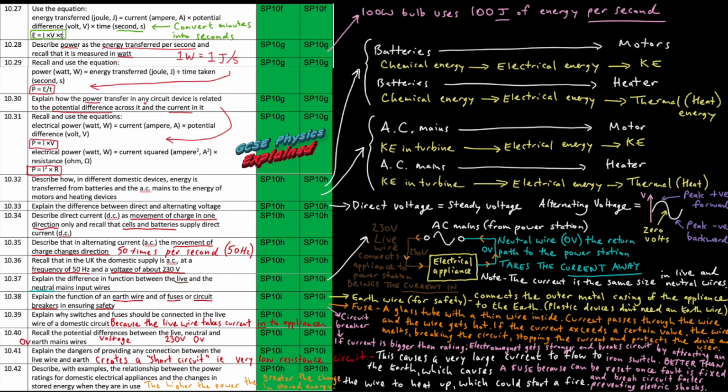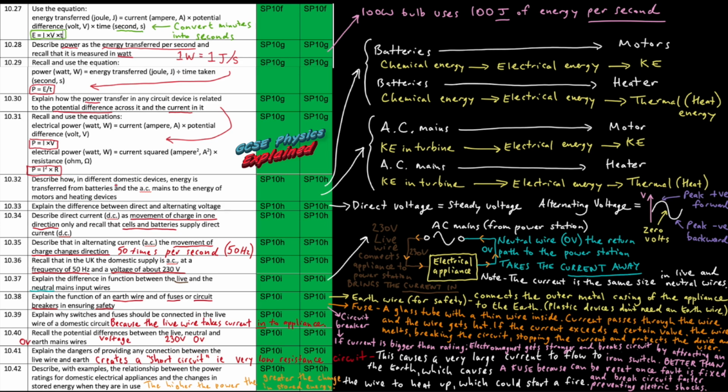Explain how the power transfer in any circuit device is related to the potential difference across it and the current in it. In other words, power, P, equals I times V. Another equation you've got to know is P equals I squared times R. Make sure you know how to rearrange them.